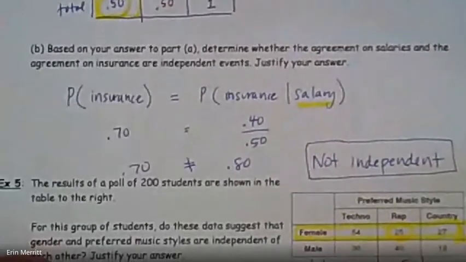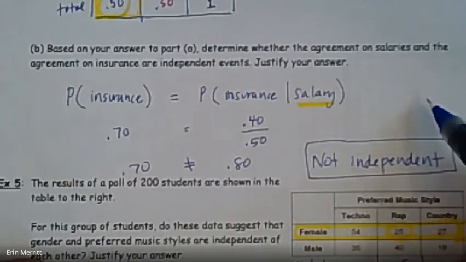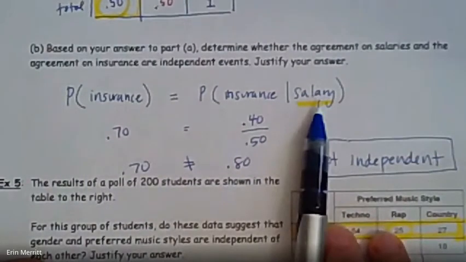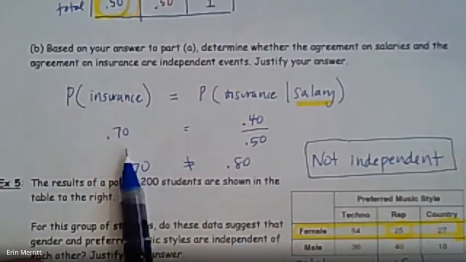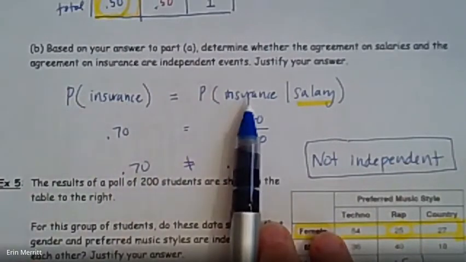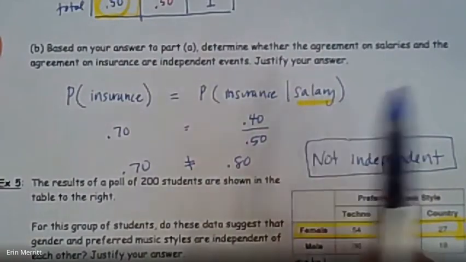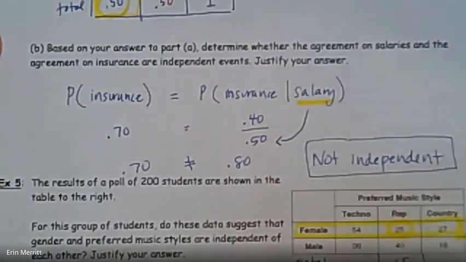Part B is saying, based on your answer, determine whether an agreement on salaries and an agreement on insurance are independent events. Okay. So is insurance independent from the salary being agreed upon? So the probability that you're going to get the insurance was 0.7. Probability that you would agree on the insurance given that you agreed on the salaries. In that case, the bottom has to be the total number in the salaries column.